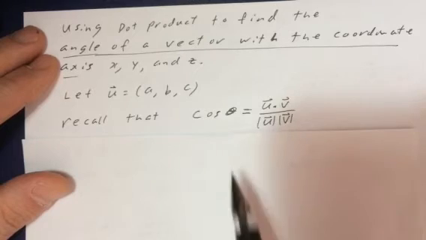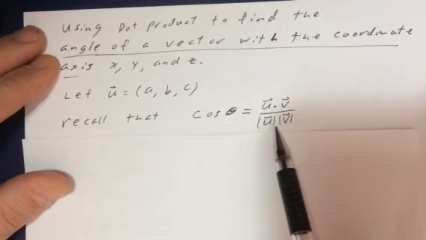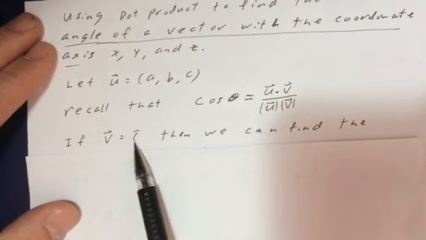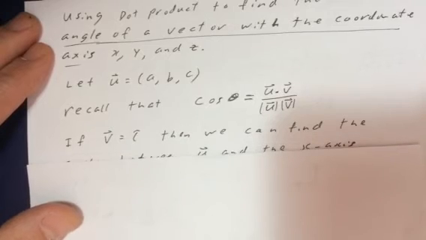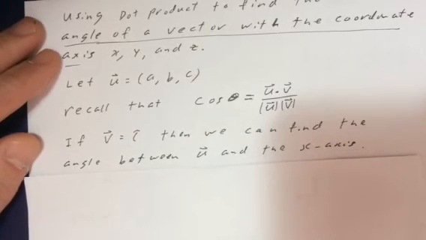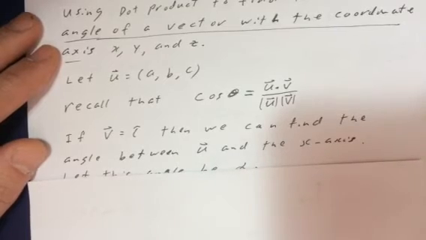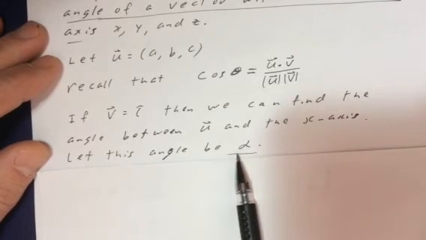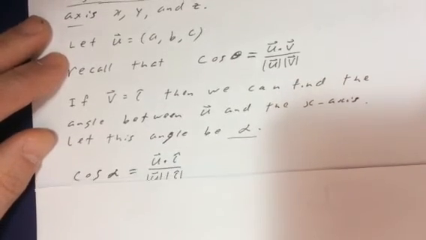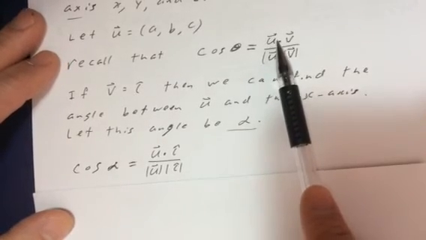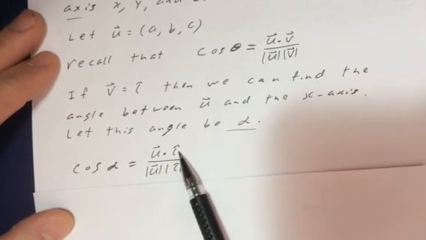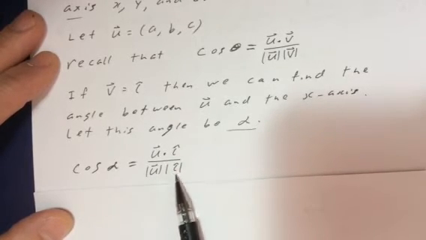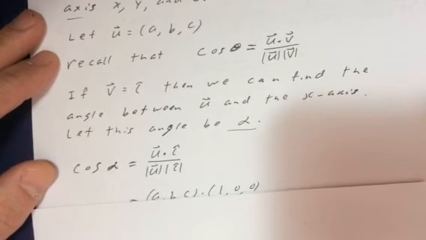Recall that cos theta equals u dot v over the magnitude of u times the magnitude of v. If v equals the vector i, the unit vector in the x direction, we can find the angle between u and the x-axis. We're going to let this angle be called alpha. So cos alpha, using this formula here but with vector i instead of vector v, equals u dot i over the magnitude of u times the magnitude of i. The magnitude of i is 1.